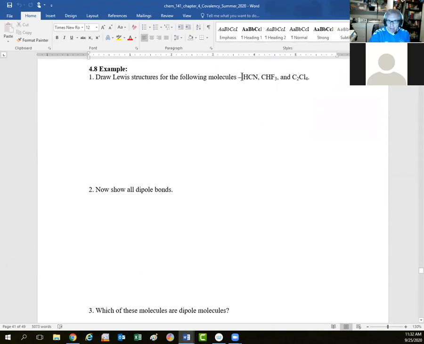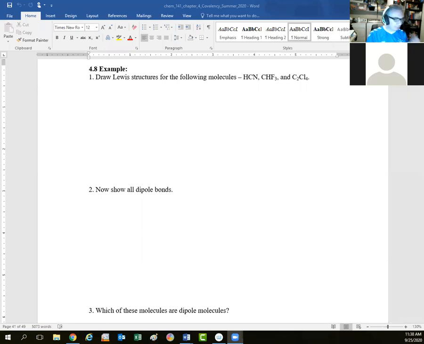So in the next 5 minutes, take a stab at drawing the Lewis structures for hydrogen cyanide, trifluoromethane, and tetrachloroethene. Work out their shape, work out any polarity in the bonds, and work out if the molecules are polar or non-polar, based on the combination of polar and non-polar bonds. So let's take 5. I'll come back and then finish this off, and then we'll be just about done.